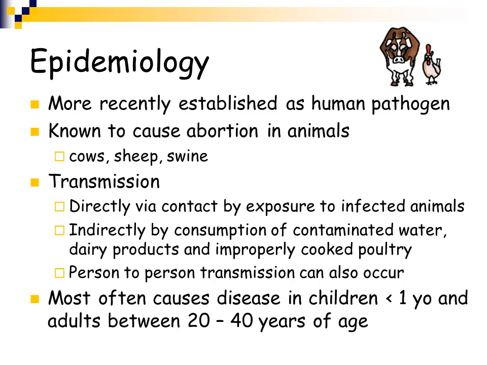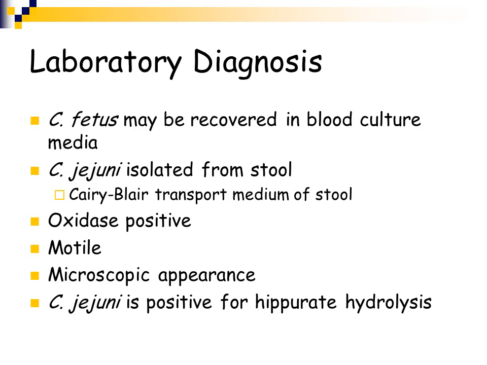They diagnosed it. So, lab diagnosis: Campylobacter fetus, again, is usually isolated from blood. Campylobacter jejuni is going to be isolated from stool. Usually it's going to be collected in a transport media such as Cary-Blair transport media. It's oxidase positive. It is a motile organism. And Campylobacter jejuni is positive for hippurate hydrolysis.